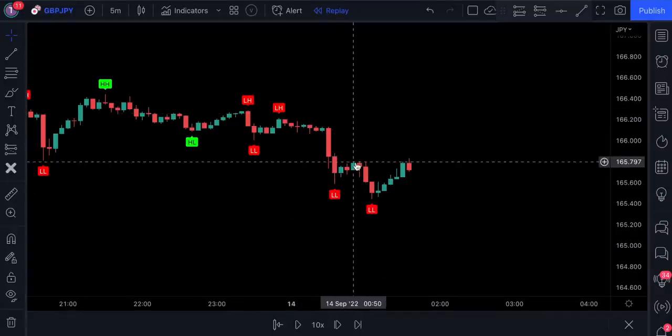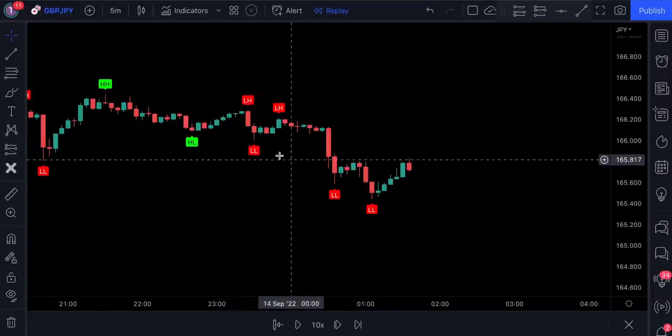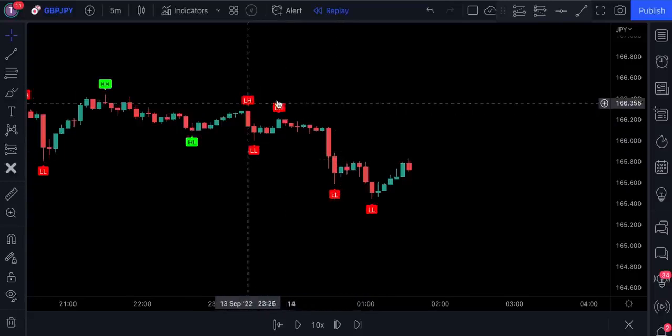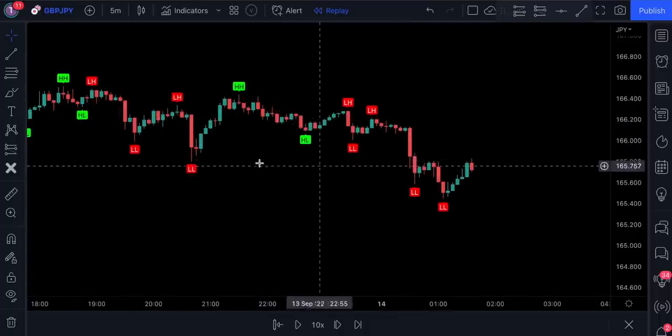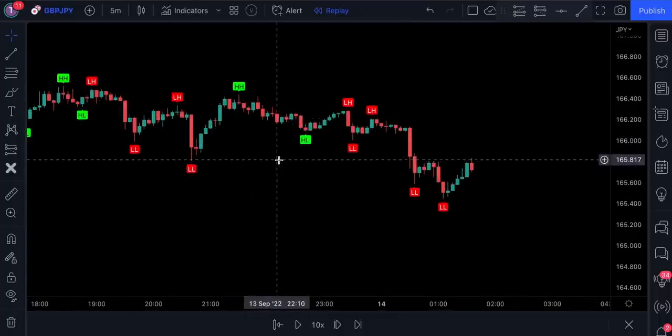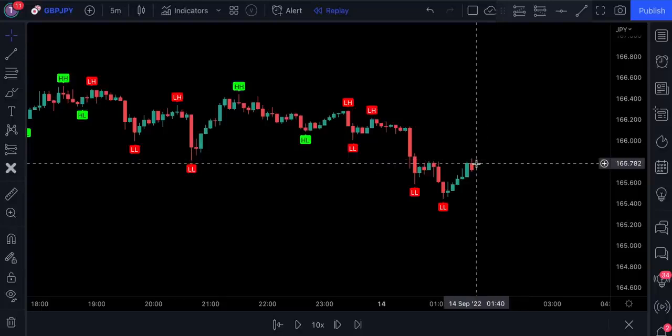So as I said, in order to take a short position, we're going to be looking for a clear downtrend. A clear downtrend is identified when the market is making at least 2 consecutive lower lows and 2 consecutive lower highs. We also see that the price action has broken below the previous level of support, and this level actually became a new resistance.